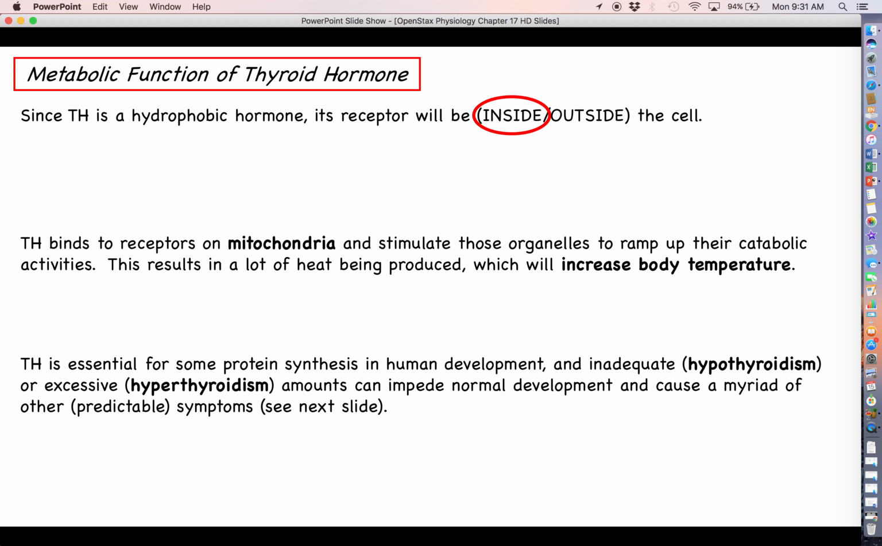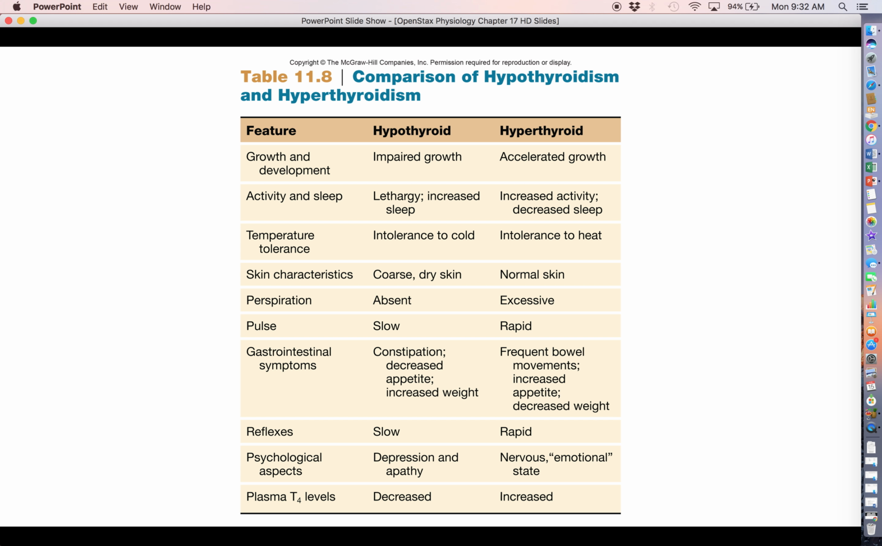So thyroid hormone is absolutely essential for some protein synthesis, some anabolic activities in human development. And even once you've already become an adult, inadequate thyroid hormone production, which is called hypothyroidism, and excessive thyroid hormone production, which is called hyperthyroidism, can also cause a myriad of other issues and symptoms, as we're going to see here. So hypothyroid in the center column and hyperthyroid on the far right column.